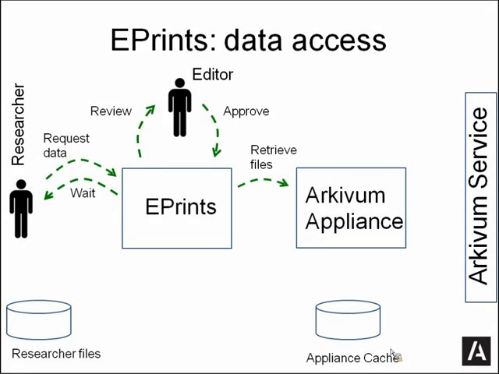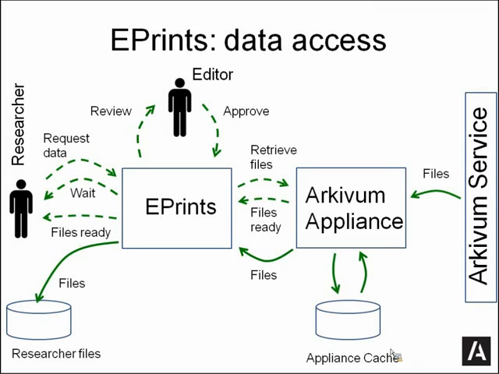A request to retrieve the files from the service is sent to Archivum's appliance. The files come back from Archivum's service. They're stored in the cache. ePrints is told the files are ready, so the user can be told the files are ready, and then when they access the files in the normal way, they're taken from the appliance through ePrints, and the user, or whoever it is, can copy out their copy and use the data.